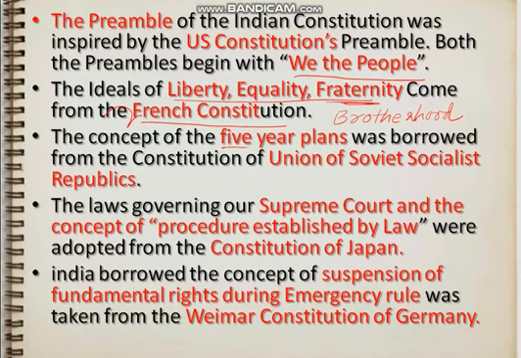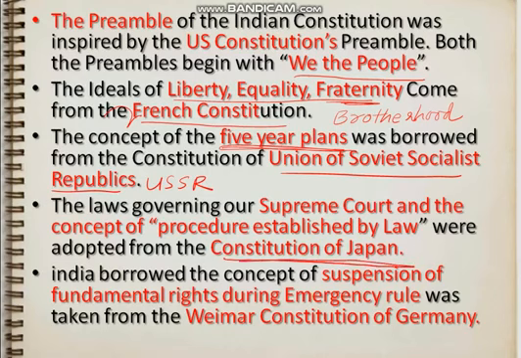The concept of 5-year plans. Now you might know that our government follows an economic system which decides on 5-year plans. That is taken from the Union of Soviet Socialist Republics, or USSR. The law governing our Supreme Court and the concept of procedure established by law, meaning how the law will work, which court is the highest, and the rules and articles related to it, is taken from the Constitution of Japan.